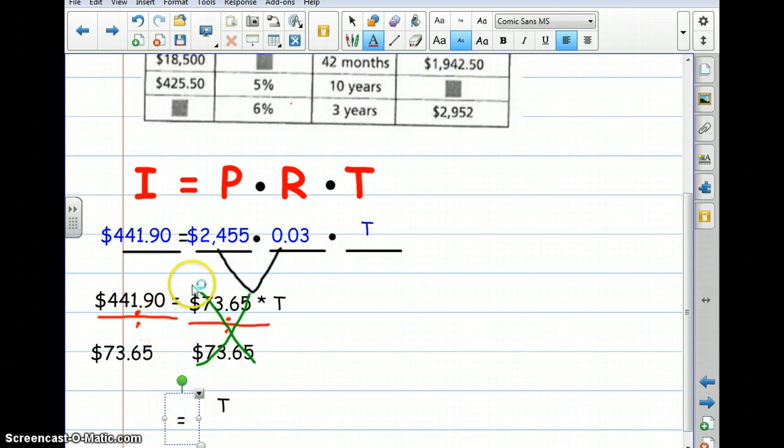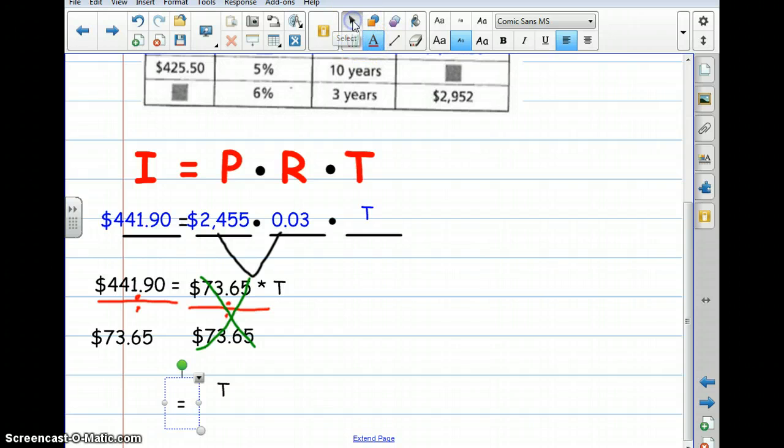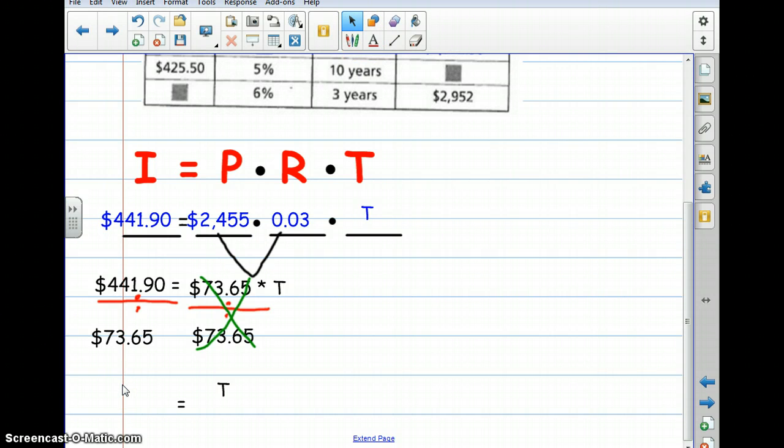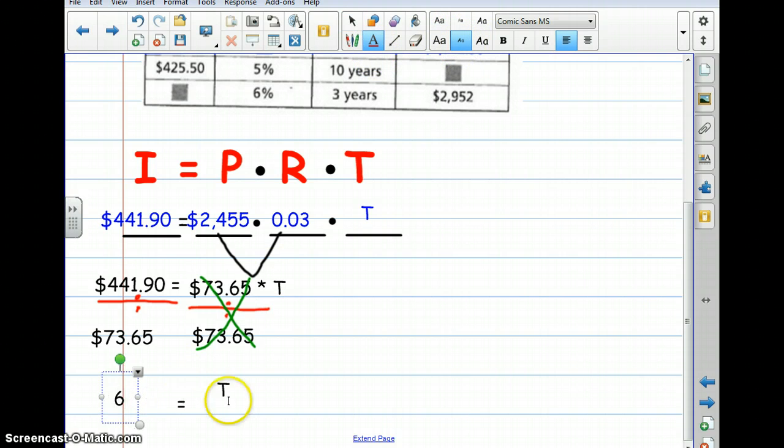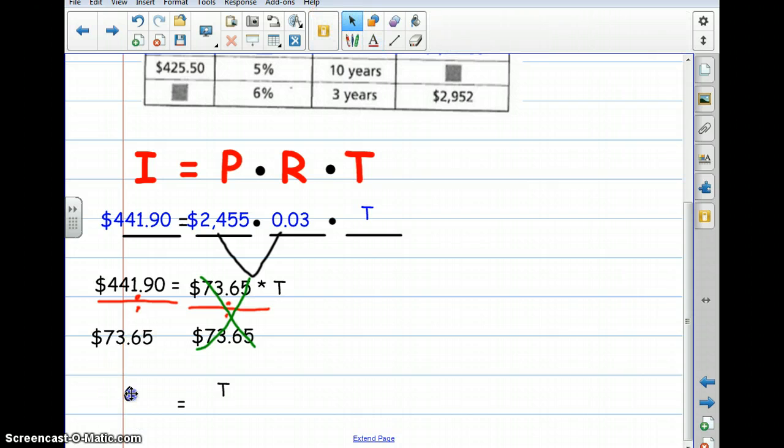Now I'm going to put in my calculator. Numerator always goes first, no matter which one's the biggest or which one's the smallest. I'm going to do $441.90, and I'm going to divide that by $73.65. And you get a total of exactly 6. And so now I need to put that in terms of my problem. What does that 6 stand for in this problem?